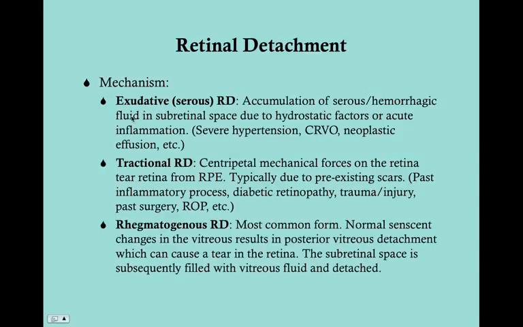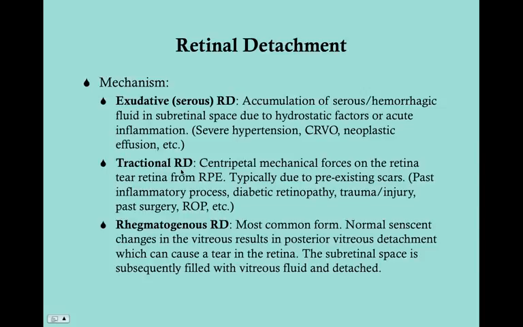There's exudative or serous retinal detachment, which is an accumulation of either serous or hemorrhagic fluid in the subretinal space, in between the sensory retina and the retinal pigment epithelium. That's due to hydrostatic factors or acute inflammation. Severe hypertension, central retinal vein occlusion, and neoplastic effusion would all lead to hydrostatic force of fluid out of the arteries.